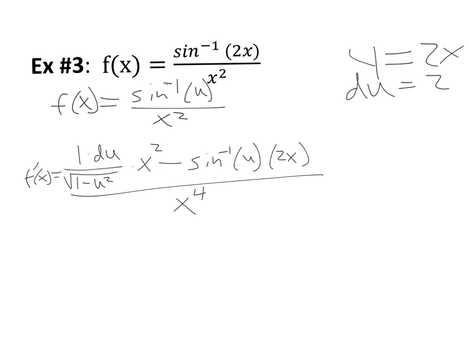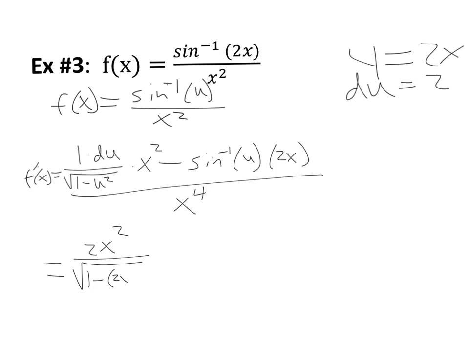Actually, it's really nasty, but that's okay. We could plug everything in that we need to plug in, and we're pretty much done. So let's just go ahead and do that. I have a 1. I don't really need to write that, but I could plug in my du, which is 2. And I could plug in my x squared, because I'm just multiplying. So right here, I could just go right on top. So that's just like a 2x squared over the square root of 1 minus, my u, remember, is just 2x.